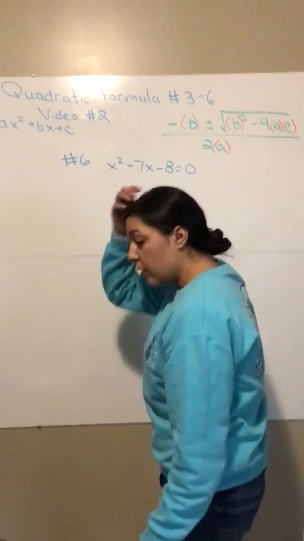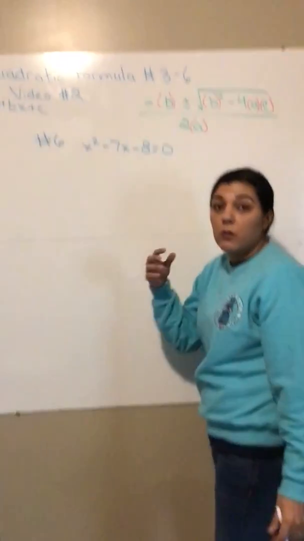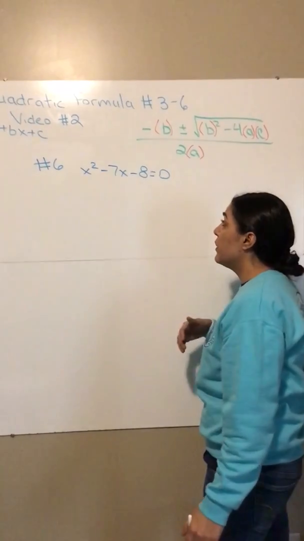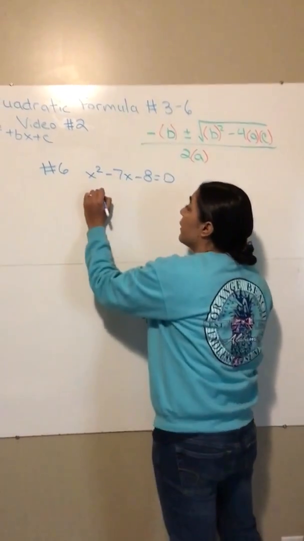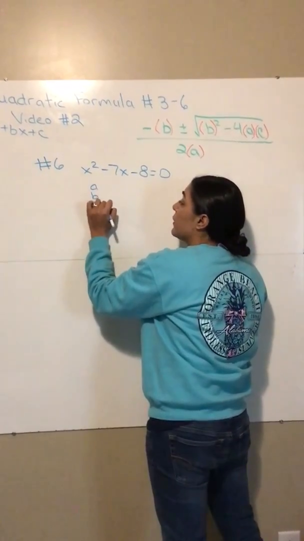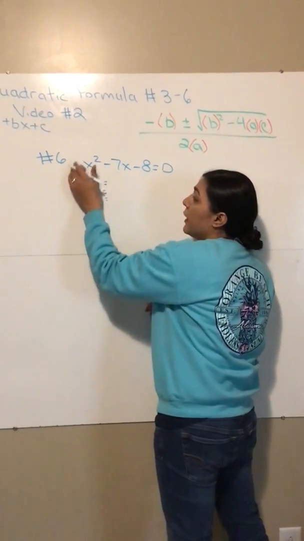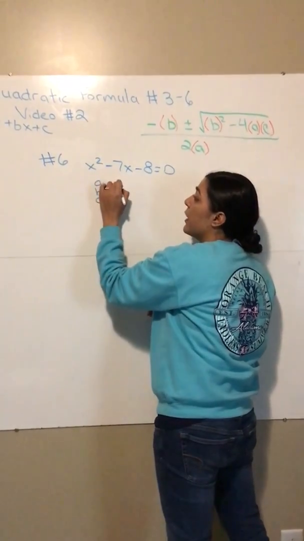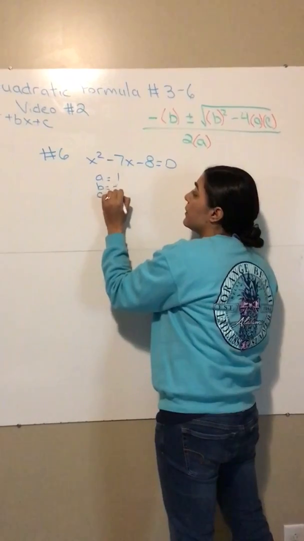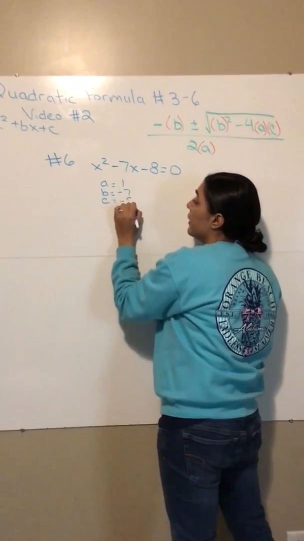Okay, and please get a hold of me. If it does not make sense what I'm doing, or the way that I'm teaching is not making sense, please get a hold of me, okay? So we're going to identify our A, our B, and our C. Our A in this case, there's nothing here, and there's no sign, so it's going to be 1. Our B is negative 7, and our C is negative 8.